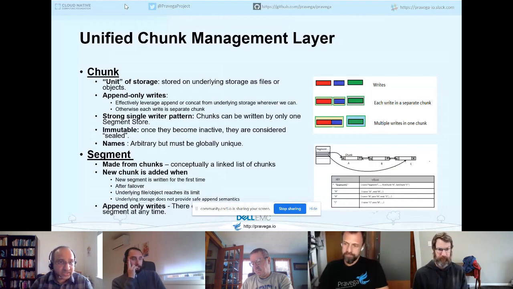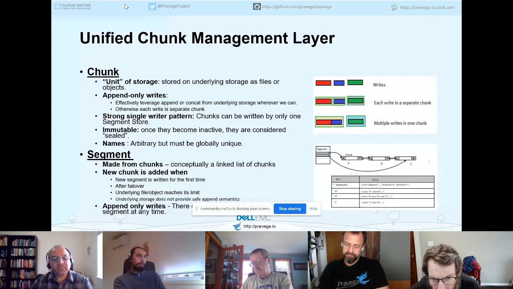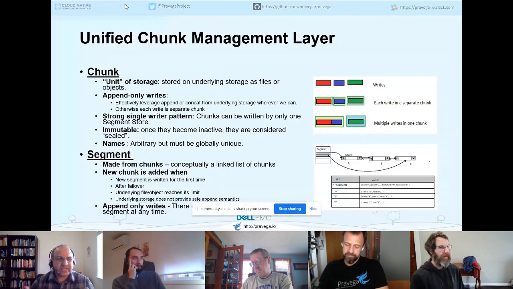It can support append. But the only requirement we have is that it has to support append-only writes. Sorry, the right way to say it: as long as it supports append-only writes, we are able to utilize your storage.